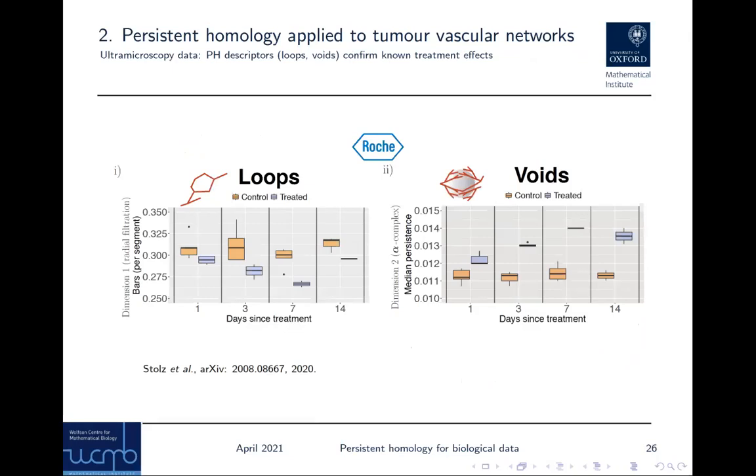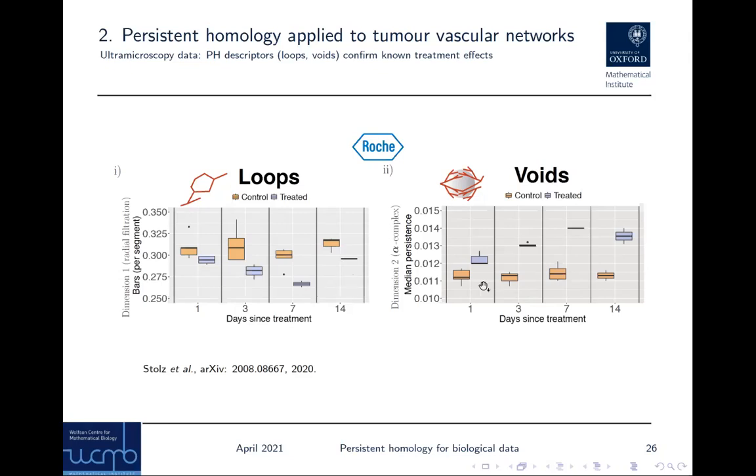For the Roche data, here we consider descriptors of loops and voids. We've got the controls in beige, and here in light purple, the treated tumors. And again, we've got the days since treatment. You can see that the number of loops really goes down after treatment, and then after some time, it goes up again a little.